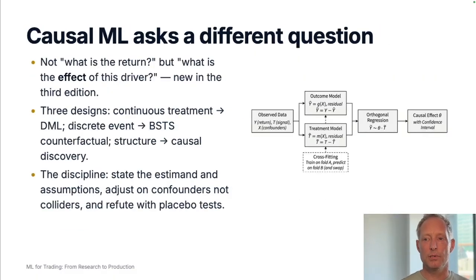We also cover causal machine learning in more depth. Here the question is not simply whether a model predicts returns. It is whether some of the drivers we identify may have a causal effect on returns or on other financial outcomes. We look at several designs, including continuous treatments, discrete events, and causal discovery, where the goal is to learn what kind of causal structure might be present in the data. This is a challenging topic, but an important one because it helps us to become more precise about what kind of evidence we really have.